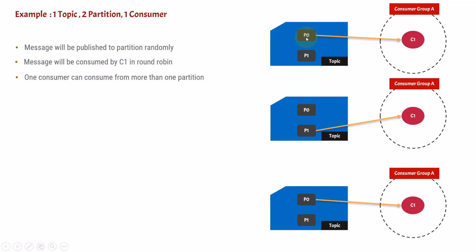So we have proved our point, what is it? The message publication is random, but the consumer is going to read it in round robin manner, and the important point is what? It is going to read from both the partitions.